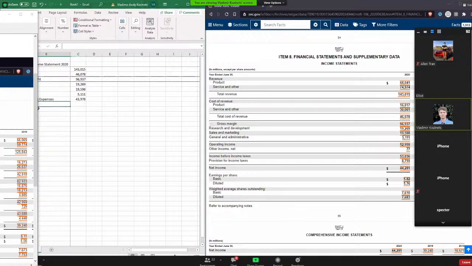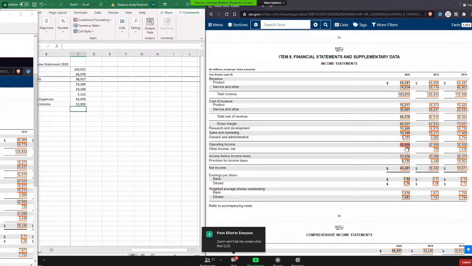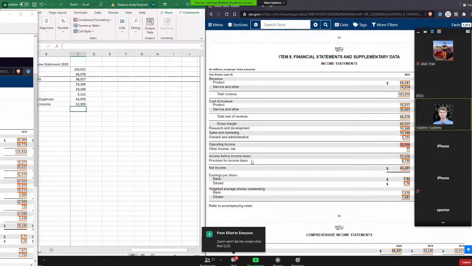And operating income. It's going to be the gross profit minus operating expenses. So let's see if it's matching. And it is matching here, 52,959. And this is in millions, guys, remember. So that would be 52 billion in operating income.